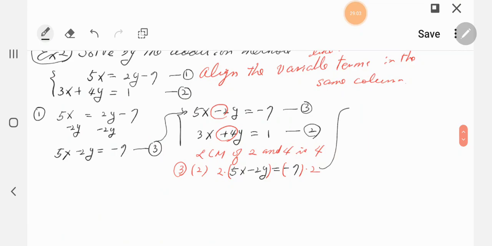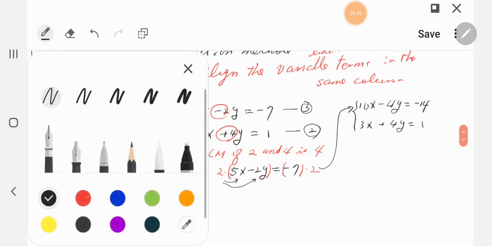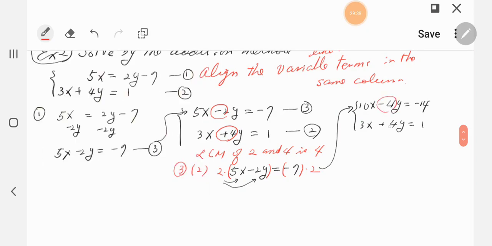Okay, then this one is equal to what? So negative 5x times 2, you distribute. So 10x minus 4y is equal to negative 14. And the second equation is unchanged. 3x plus 4y is equal to 1. Okay. So the coefficient of y are what? 1 is negative 4, 1 is positive 4.